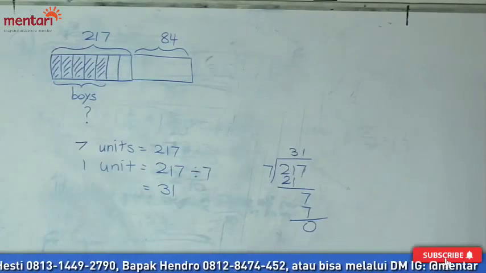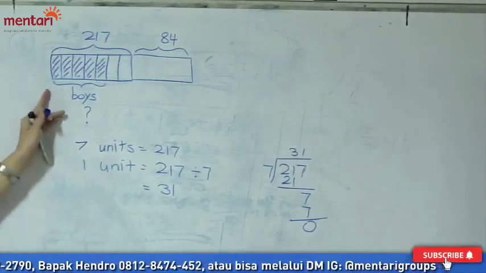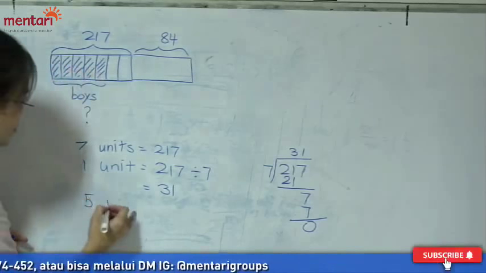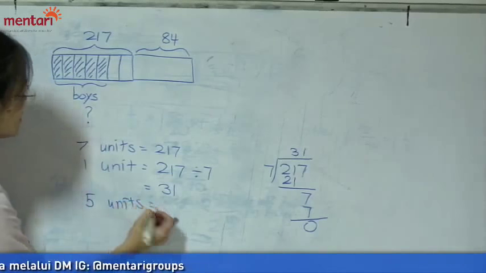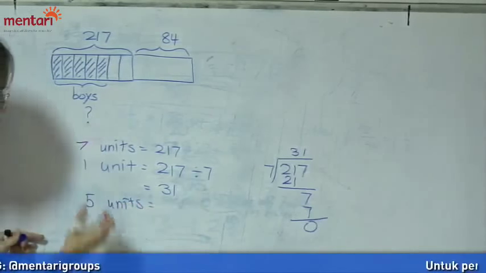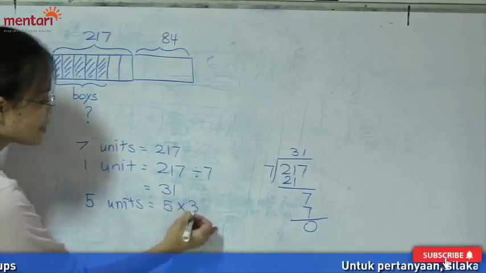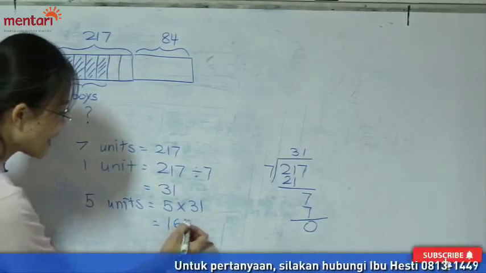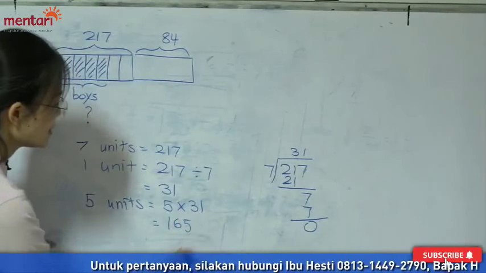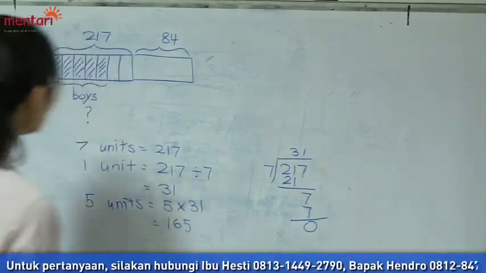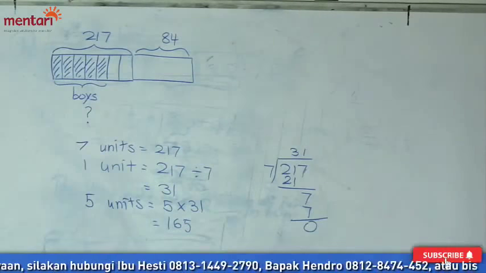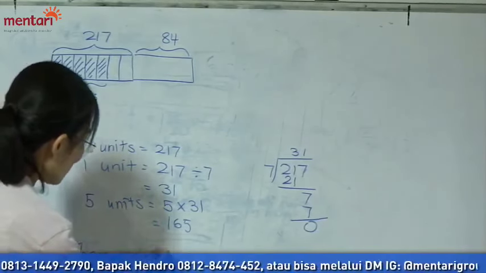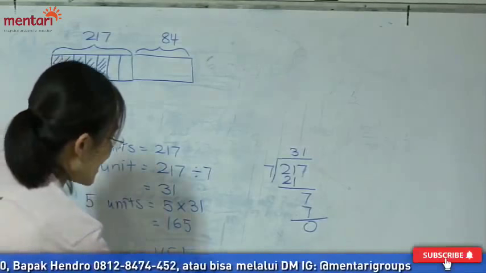If we want to find how many boys there are, how many units represent the boys? 1, 2, 3, 4, 5. That means we have 5 units. And then if 1 unit is 31, 5 units will be 5 times 31. And it is 165. The result is 165. And therefore, there were 165 boys in the library.